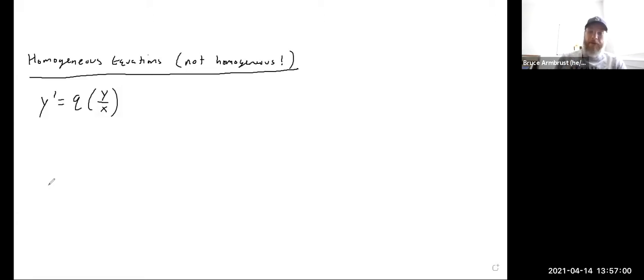All right, so first of all, you can see why I'm saying it's not homogeneous. It's not equaling 0, right? So this means a different thing. It's just specifically this function is a function of y over x.